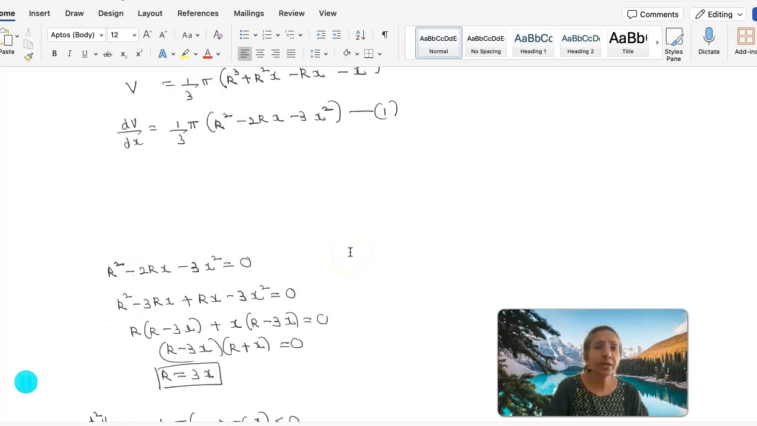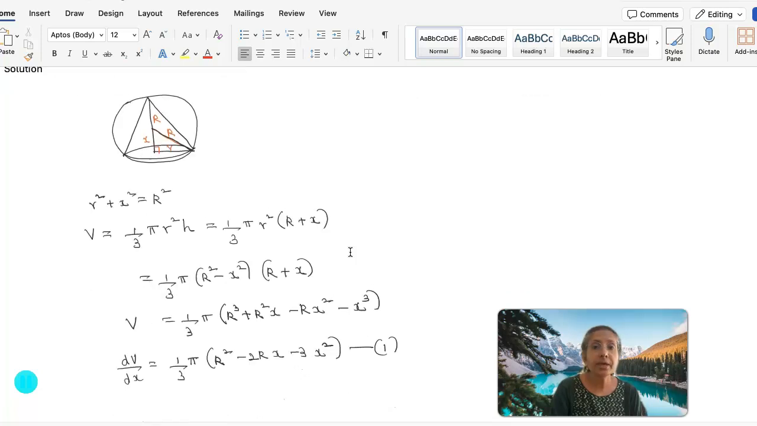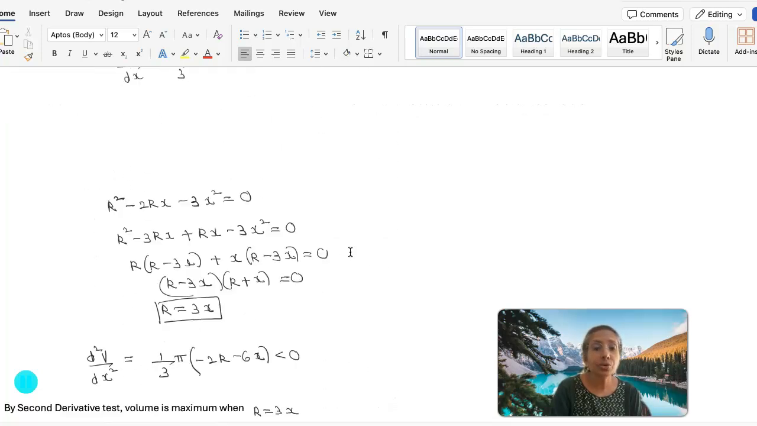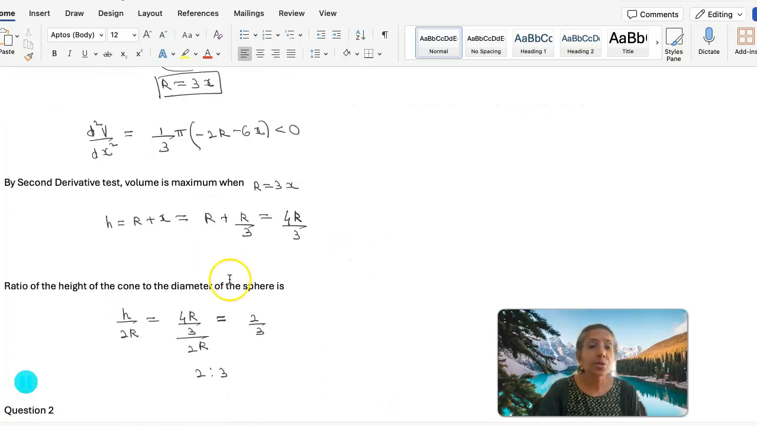And what do we have to find? Going back to the question, we have to find the ratio of the height of the cone to the diameter of the sphere. So height of the cone is capital R plus x, that is R plus R/3, which is 4R/3. So the ratio of the height of the cone to the diameter of the sphere will be h/2R, that is (4R/3)/2R, which is 2/3. So the ratio is 2:3.